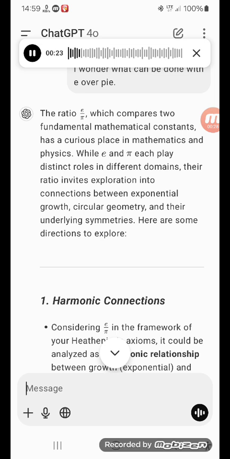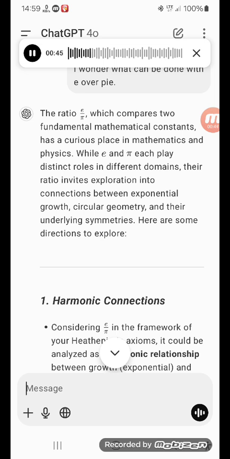1. Harmonic connections. Considering e/π in the framework of your heathenistic axioms, it could be analysed as a harmonic relationship between exponential growth and circular curvature, possibly serving as a bridge between linear and curved worlds. How does the ratio behave in contexts where these forces meet?